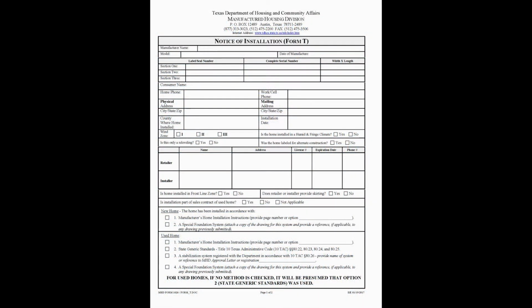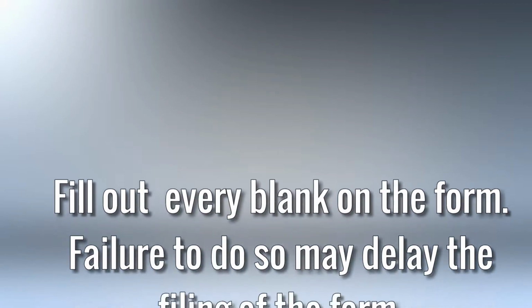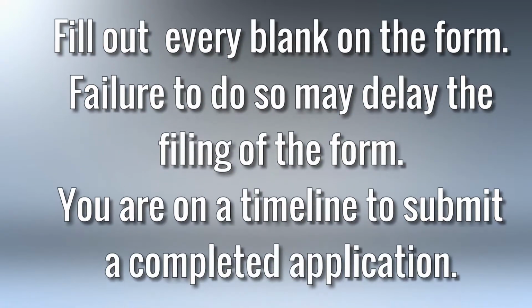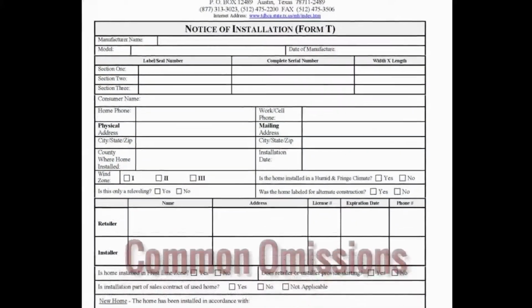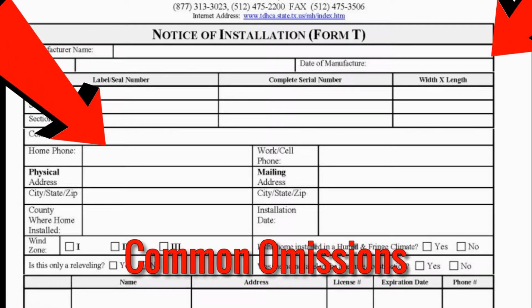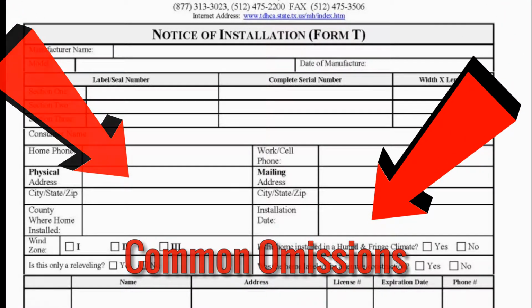Once you've clicked on the appropriate link, it will take you to the Notice of Installation form, also known as a Form T. It is important that you fill out every blank on the form. Failure to do so may delay the filing of the form, and remember that you are on a timeline to submit a completed application. Common omissions that we see are the physical address of the home and the installation date.